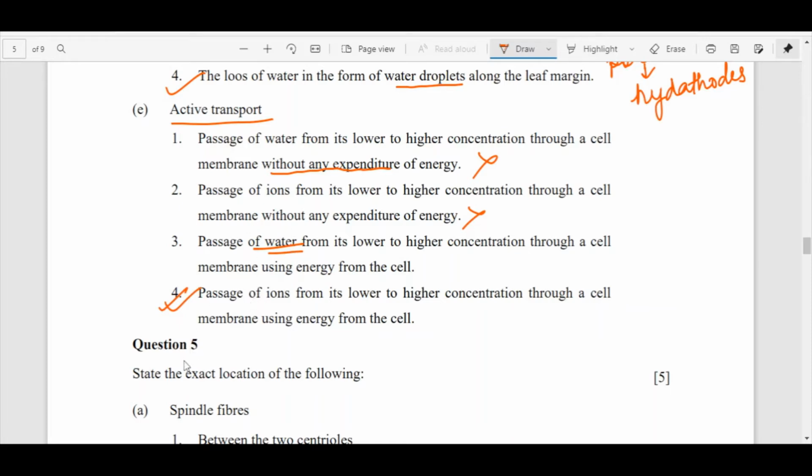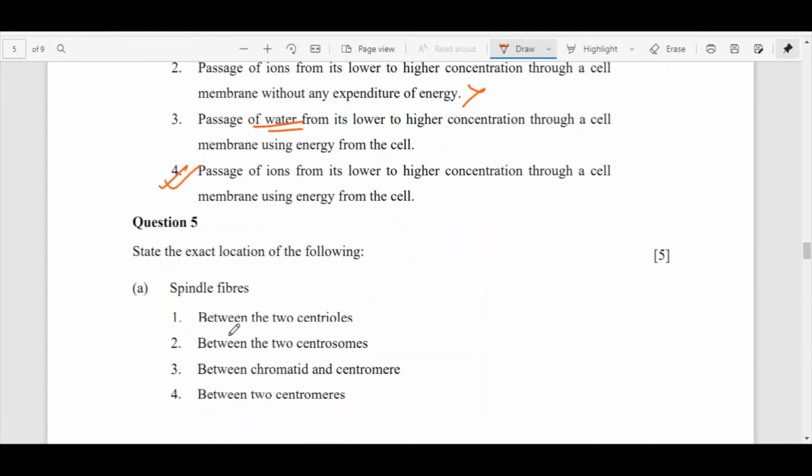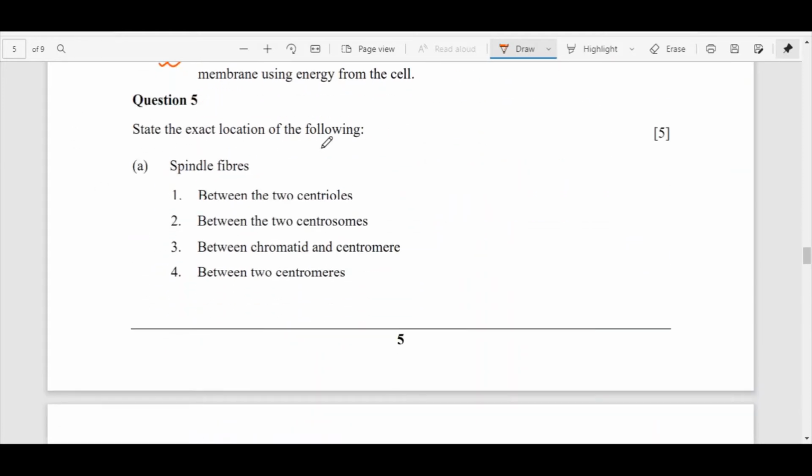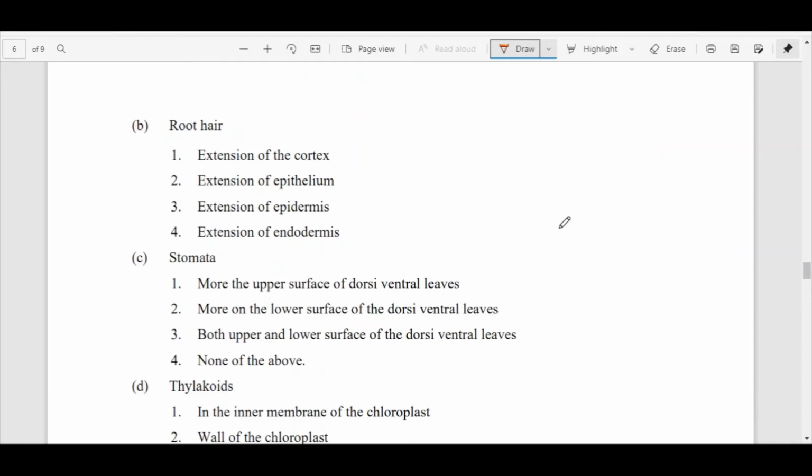So let us move on to the next one, that is question number 5. State the exact location of the following. The first one is spindle fibers. So where are the spindle fibers exactly located? Your options are number 1, between the two centrioles. Number 2, between the two centrosome. Number 3, between chromatin and centromere. Number 4, between two centromeres. Students, the right option here is option number 1, that is between the two centrioles.